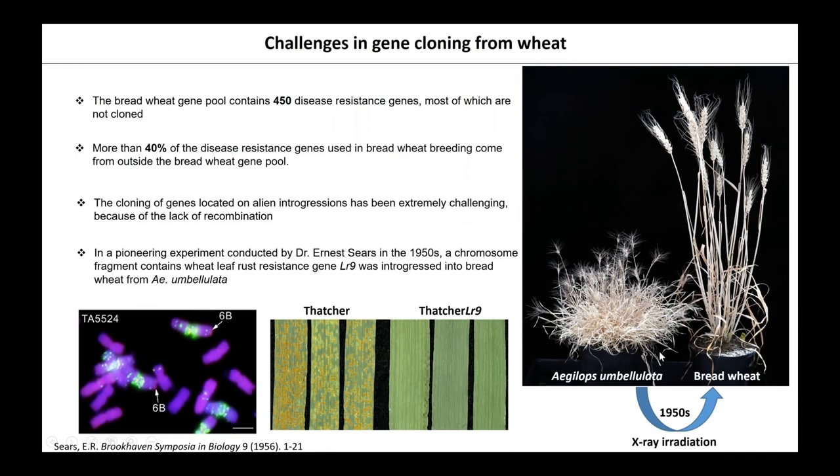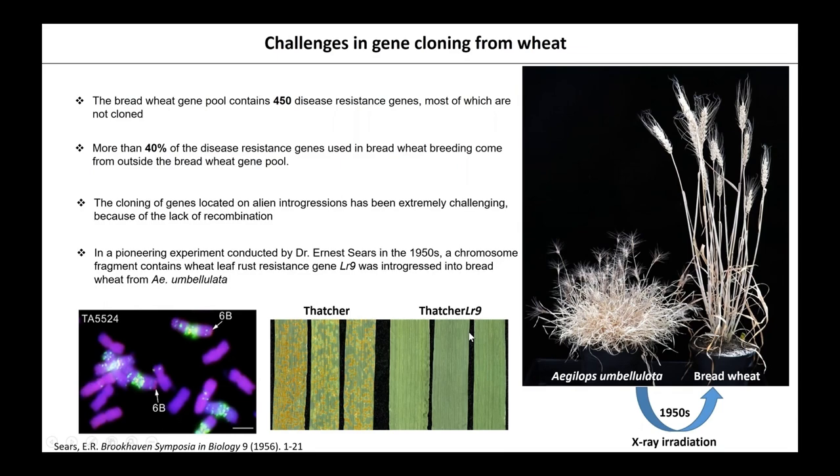To address the challenges of gene cloning from wheat, we took R9 as an example and developed the mutant association approach, which allows rapid gene cloning without genetic mapping, or we can say completely independent of recombination. So we first applied EMS mutagenesis to R9, and then we looked for leaf rust susceptible mutants. Although wheat has a huge and repetitive genome, its transcriptome is much smaller, and there's not much difference from other plant species.